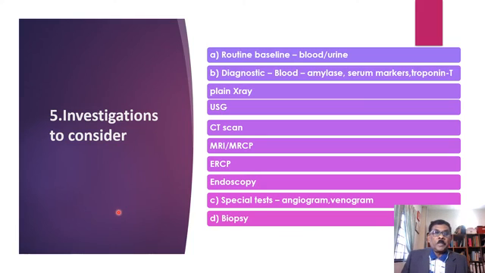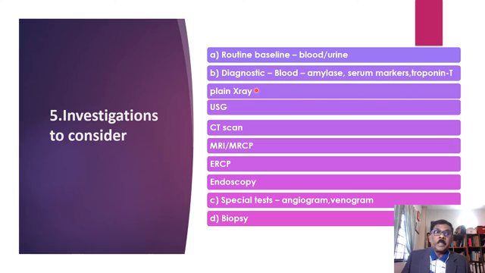After you have considered the provisional and differential diagnoses, you then consider the investigations that should be done to confirm or exclude your diagnosis. This should be routine baseline investigations, especially of blood and urine. Then you have the diagnostic blood investigations, for example serum amylase and troponin T, which are very specific for acute pancreatitis and acute myocardial infarction respectively.